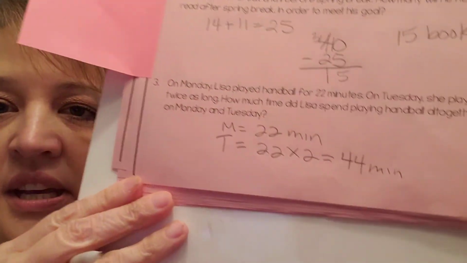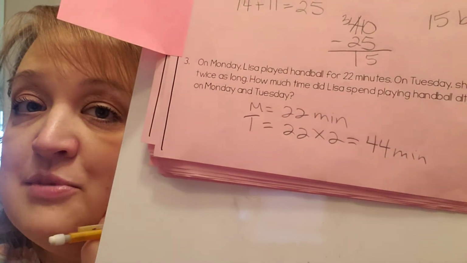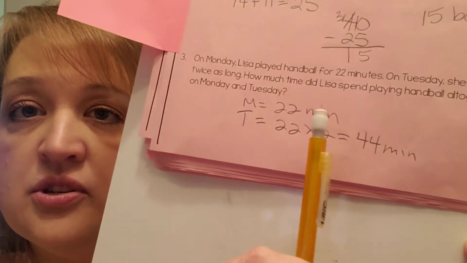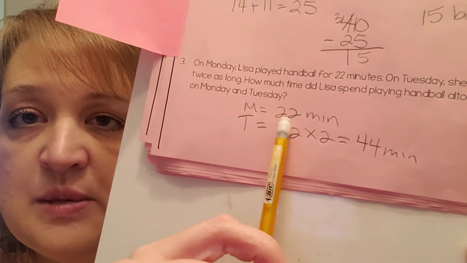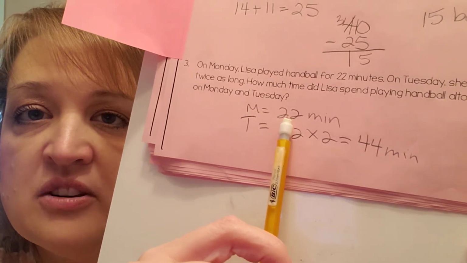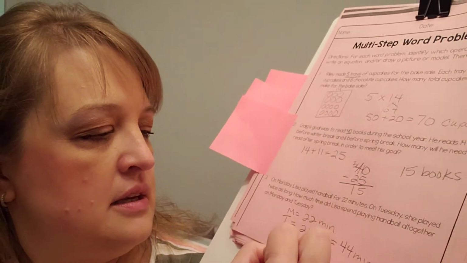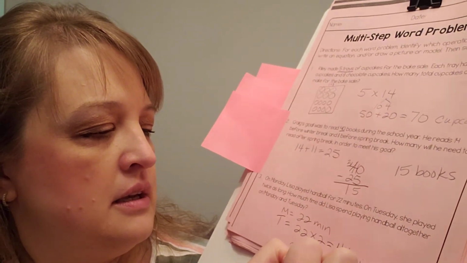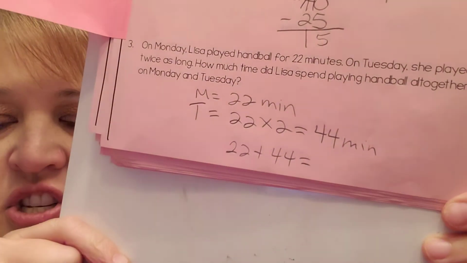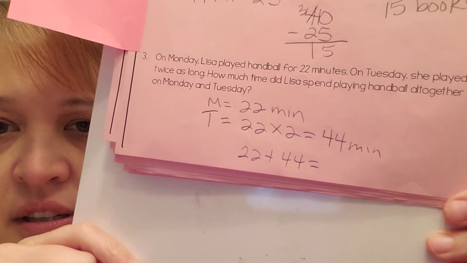Now, the question is, how much time did she spend on Monday and Tuesday? Well, Monday she spent 22 minutes. Tuesday she spent 44 minutes. So how many minutes did she spend altogether? You can solve that problem. 22 plus 44.